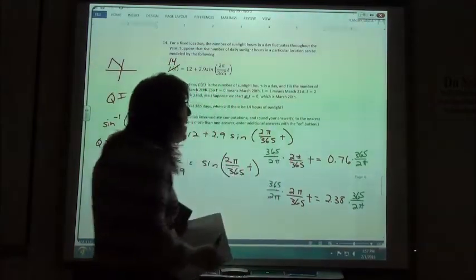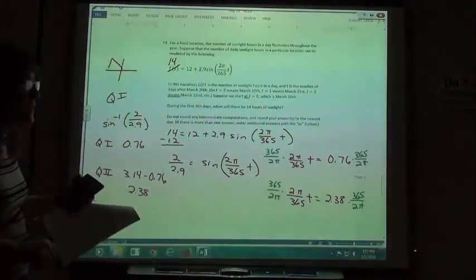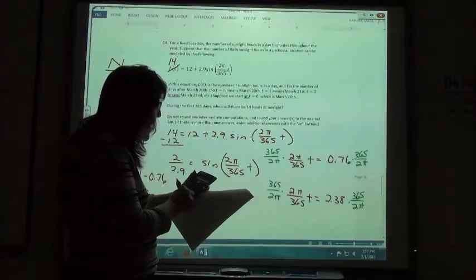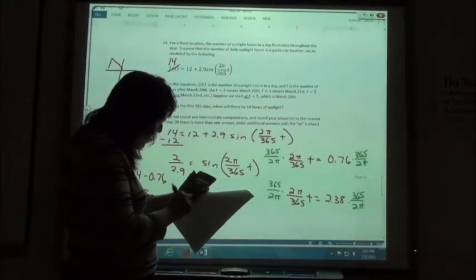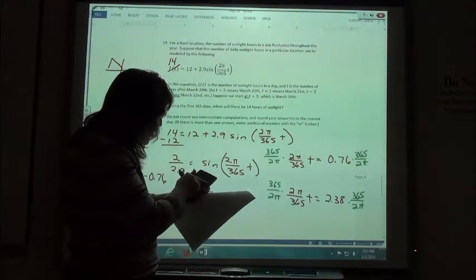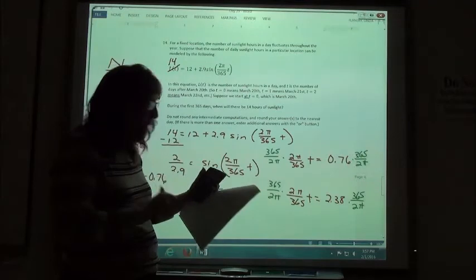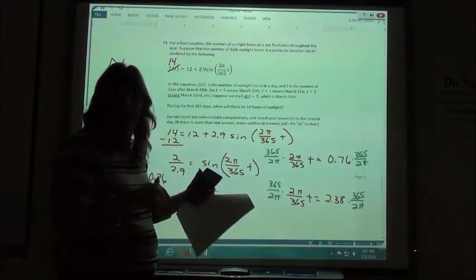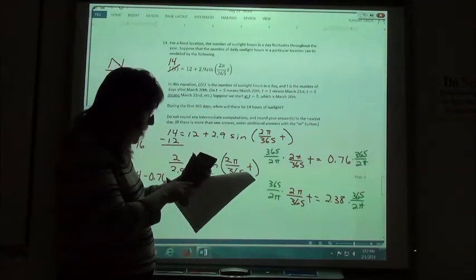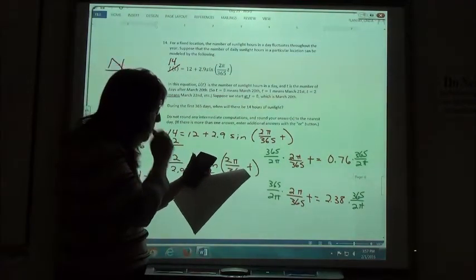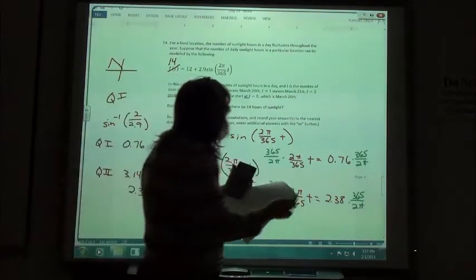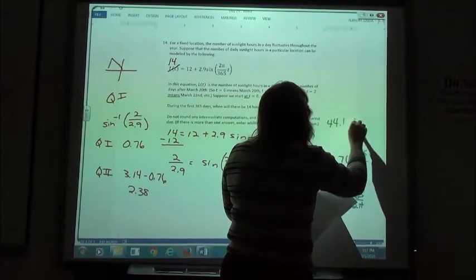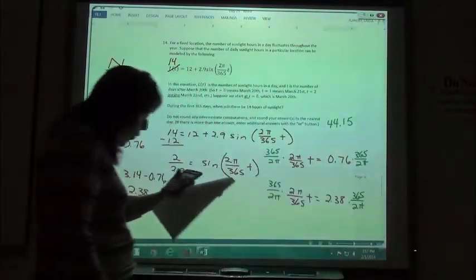Again, I'm going to use the pi button on my calculator just because it's a little more accurate. So I'm going to start off 0.76 times 365 divided by 2 shift pi. So the 2 pi is all together. Otherwise, you'd have to use parentheses around your 2 times 3.14. The pi button is much easier to do. My first answer, 44 point 15, because I have 149.